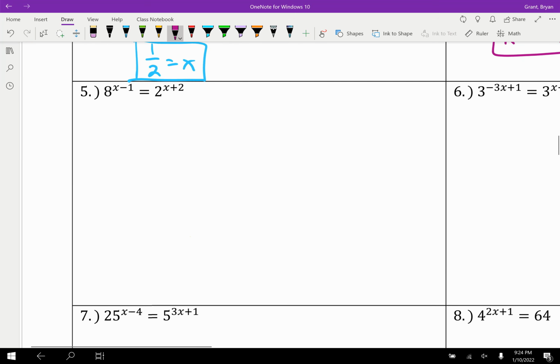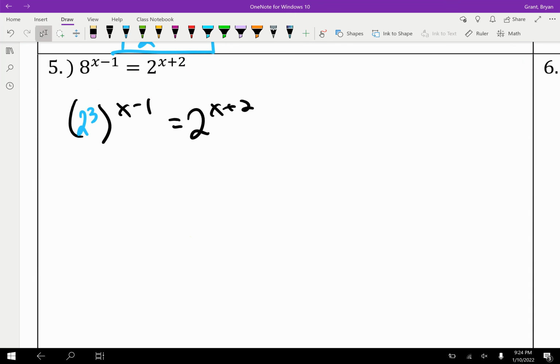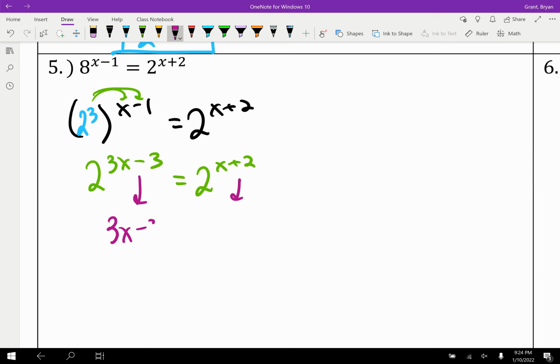All right, 5th one. I think we just have to change this larger one, this 8, to match the 2 that's over here. And 8 is going to become 2 to the 3rd power. Then we distribute the 3, so we end up with 2 to the 3x minus 3 equals 2 to the x plus 2. And last but not least, we deal with the exponents.